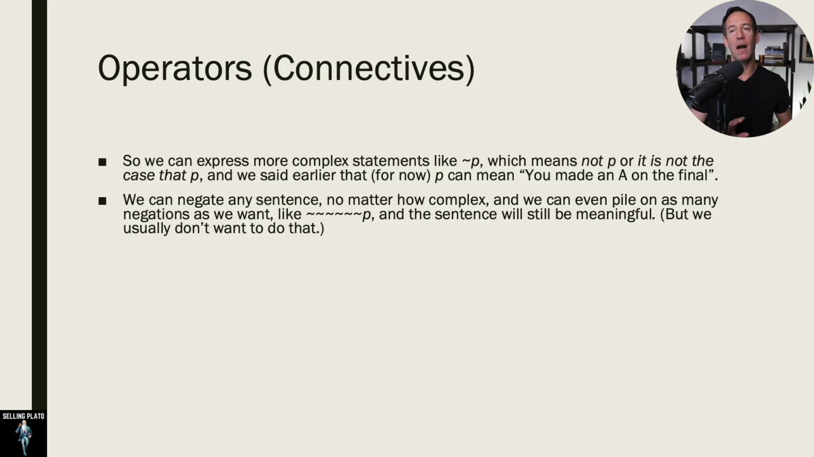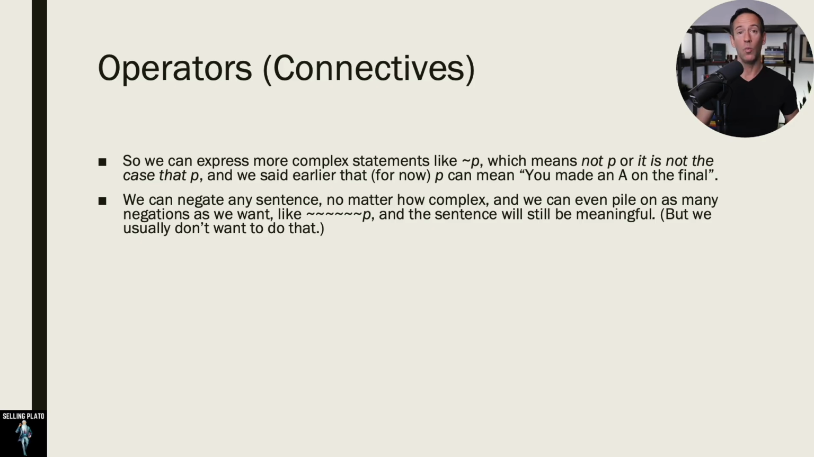And we can even pile on as many negations as we want, like you see there. 1, 2, 3, 4, 5, 6 negations. So not, not, not, not, not, not P. And that sentence will still be meaningful. It'll be awkward. We usually don't want to do that sort of thing. But the point is the rules, what we call the syntax, allows for that to happen. And the semantics also allow for that to happen so that we can interpret that properly. It does have a meaning. It's an awkward meaning, but it still has a meaning.